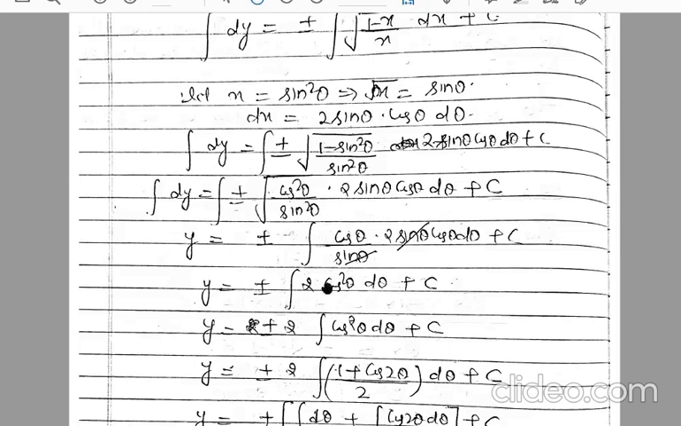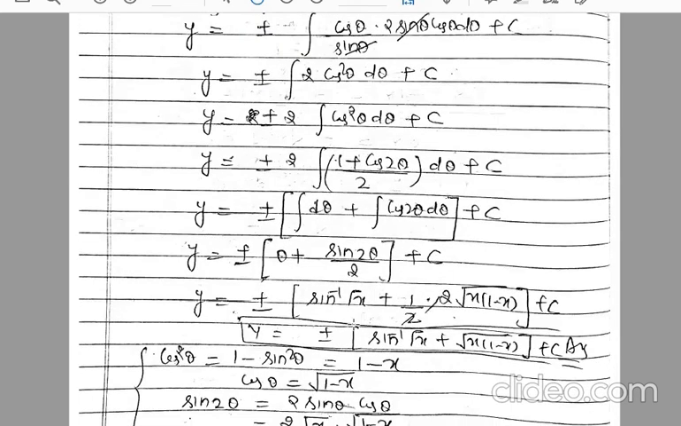So the integration of cos square theta: by applying the method, 1 plus cos 2 theta is equal to 2 cos square theta minus 1. So you will find the value of cos square theta from there, then put here. So you will get 1 plus cos 2 theta upon 2 d theta plus c. So y is equal to plus minus the integration of these parts, theta and cos 2 theta. So you can see the integration parts, right? So this is your final answer.